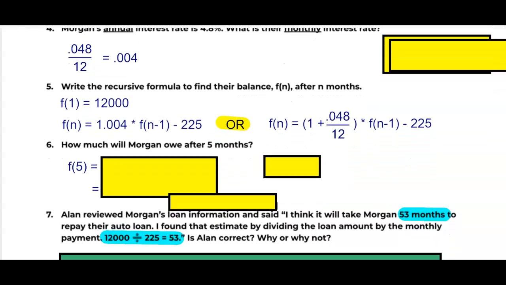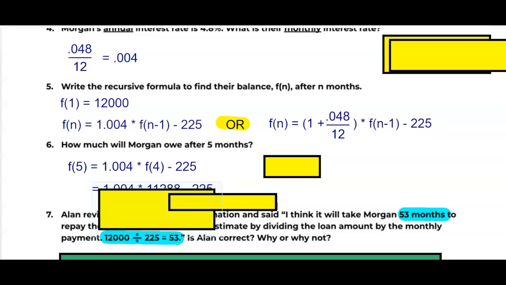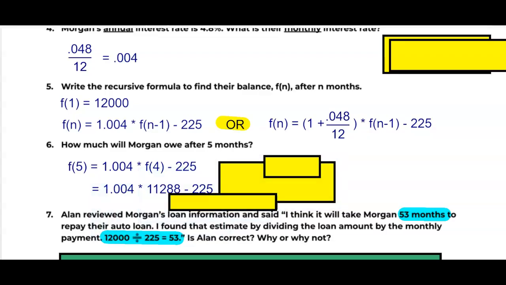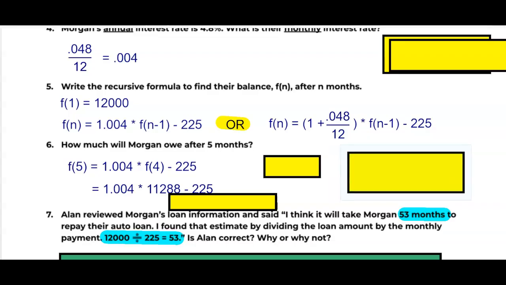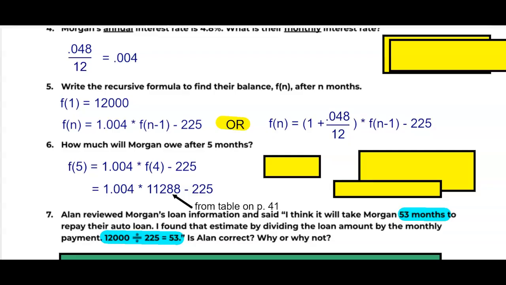Alright, so if I want to find month 5, what I need to do is multiply by month 4. Okay, so I take this 1.004 times month 4, which would increase it, adding interest, then subtract the monthly payment and we'll get our new amount. So if you look back on the table, month 4 was 11,288. So I replace f of 4 with 11,288. Multiply, subtract. So again, that's from the table. And when I multiply and subtract, I should get 11,108.